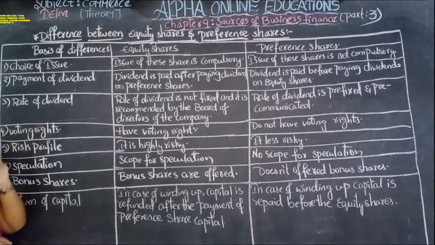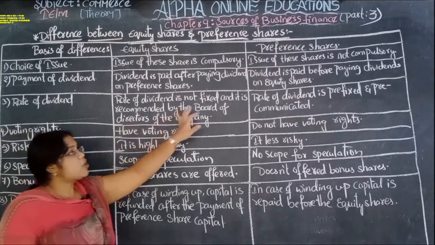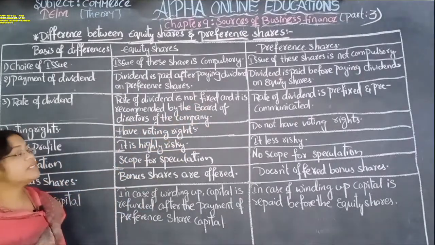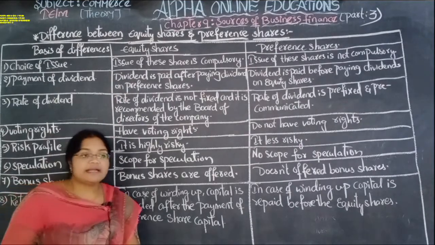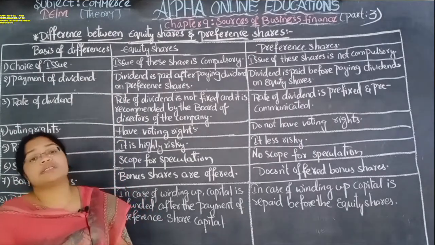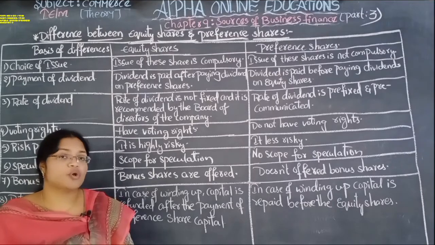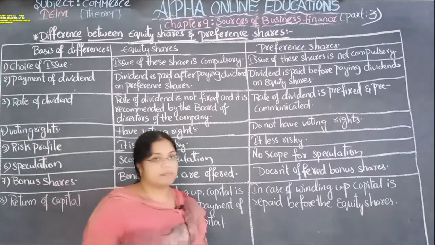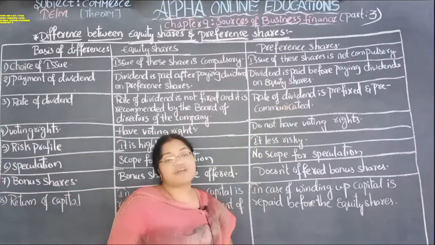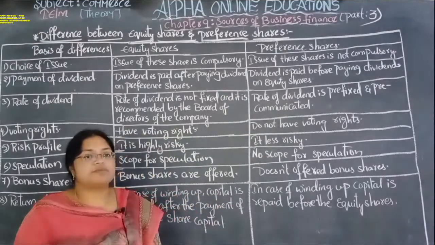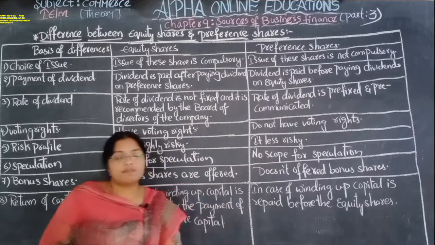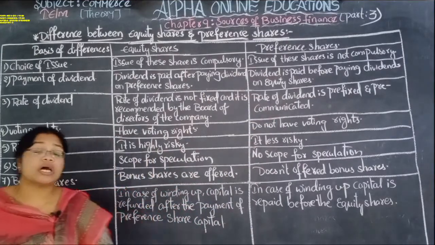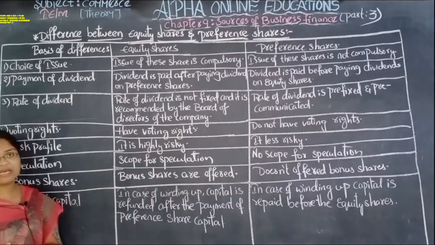Rate of dividend. The rate of dividend is not fixed in the case of equity shareholders, and the equity shareholders' dividend is decided by the board of directors of the company. But whereas in preference shares, the rate is prefixed. So the rate of dividend for the preference shareholders is prefixed and pre-communicated.